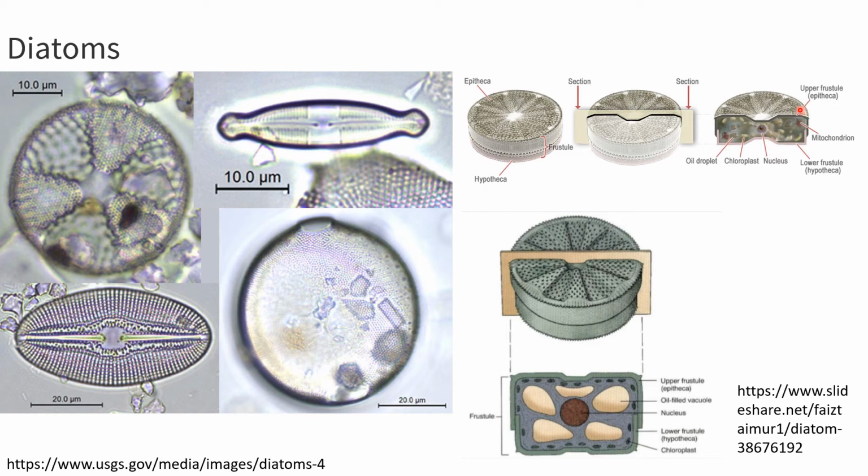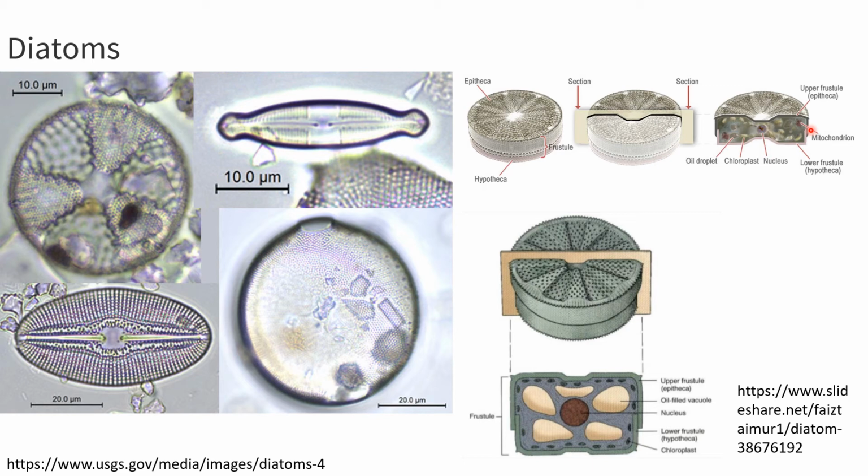So, itong upper part, ang tawag dito ay epitheca, and then itong lower part yung hypotheca. So, laging para sila nakakahon. Okay? And then, of course, yung content ng cell nasa loob, of course, yung mitochondria, chloroplast, and etc. So, pag naririnig niyo yung phytoplankton, usually diatoms yun. Pero, of course, maraming klase ng phytoplankton.